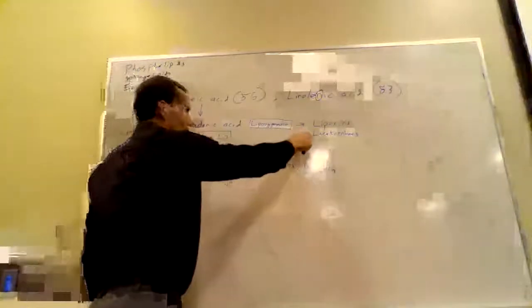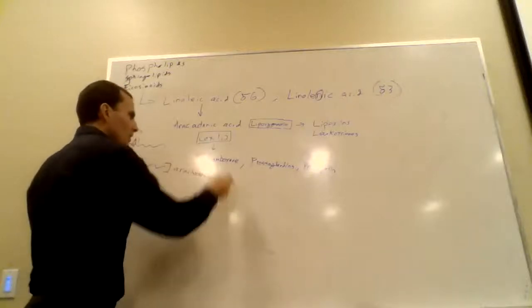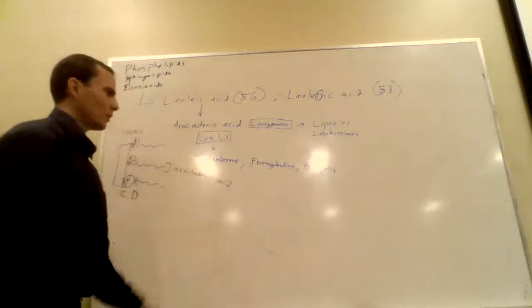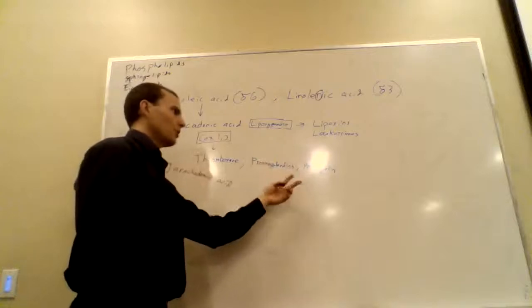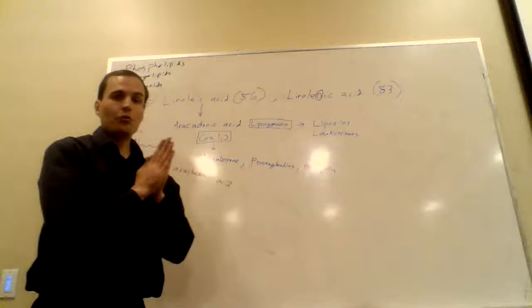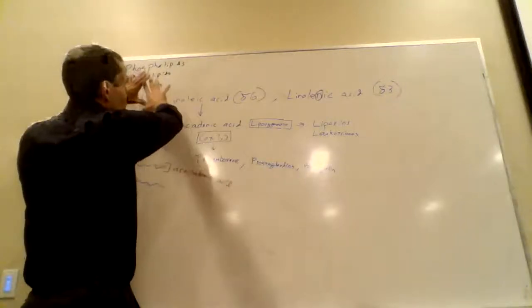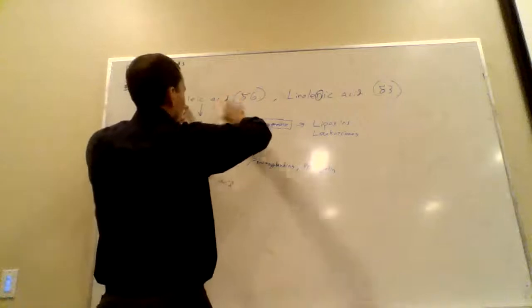So LOX from the lipoxygenase, and then COX-1 and 2. COX-1 makes the thromboxane for clotting. COX-2 does the inflammation molecules, prostaglandins, as well as prostacyclins. Those are our eicosanoids.